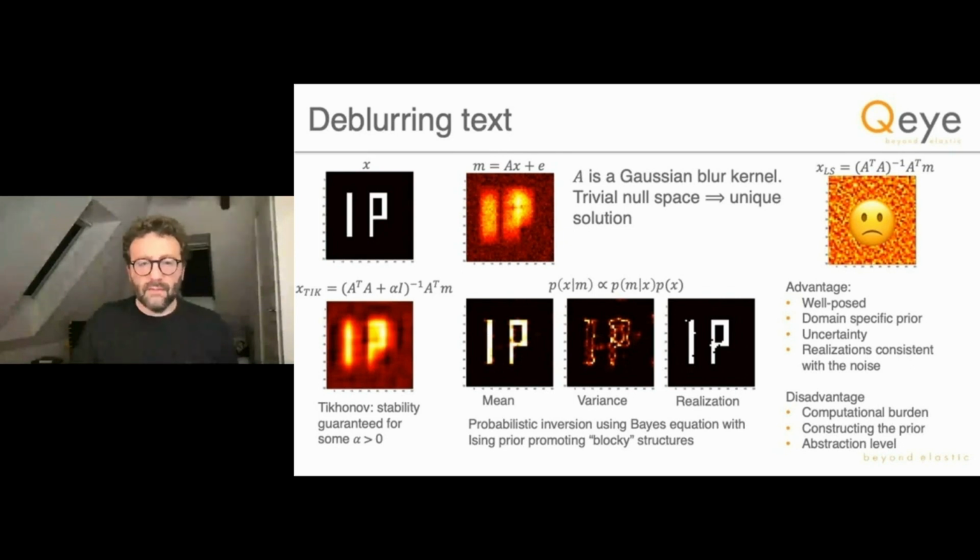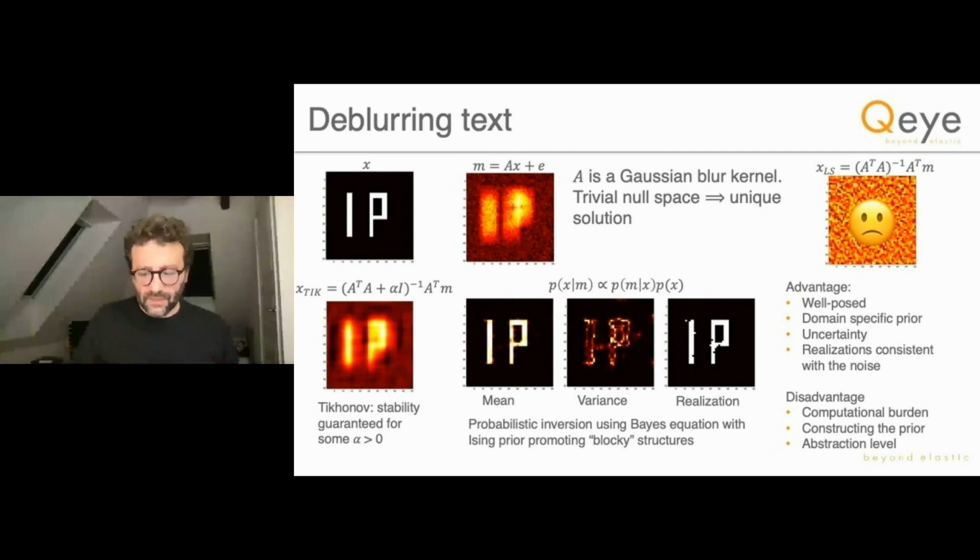And so there are some clear advantages as compared to the regularized solution, but the disadvantages and complexity are also significant. There's an explosion in computational burden. There's the problem of what prior to construct and how to construct it. And then there's the more abstract concept of working with a PDF instead of a single solution.